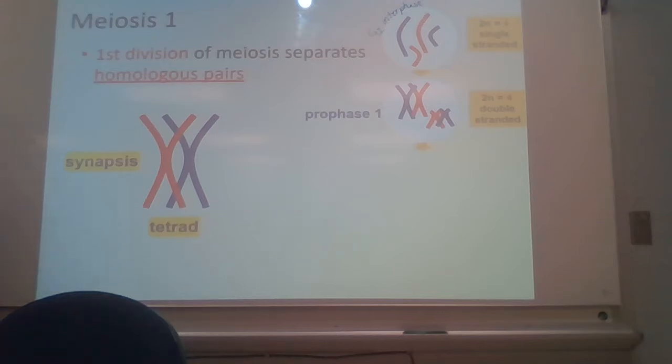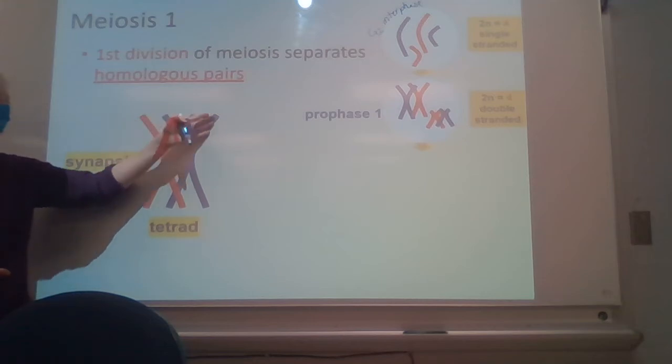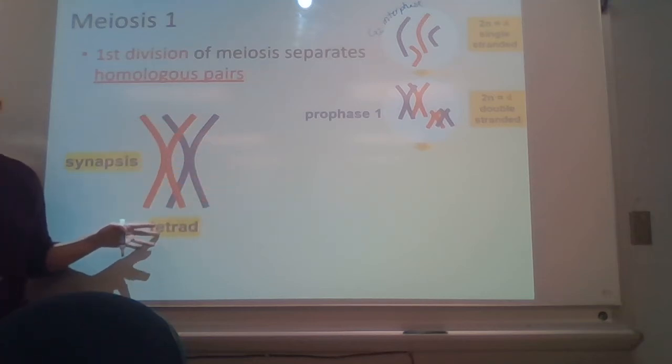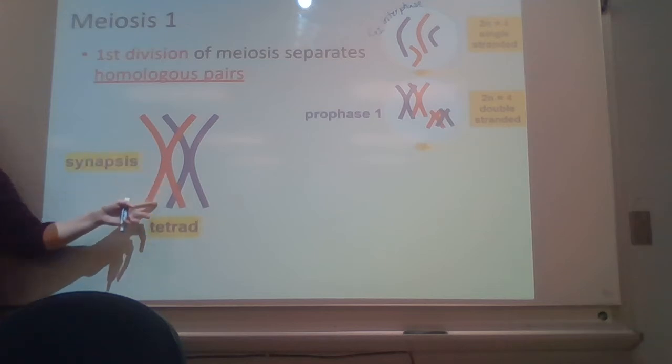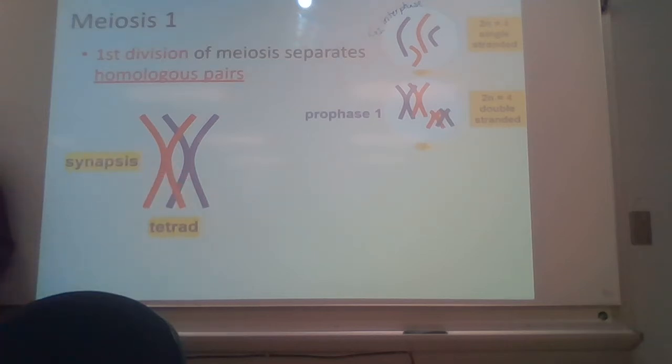So usually synapse means some kind of joining. And these chromosomes together, when they're paired like this, are called a tetrad. That comes from the fact that tetra means 4. And so we have 4 sister chromatids in this structure. So you can say the homologous chromosomes go through synapsis. You could say the homologous chromosomes form a tetrad. You don't have to redraw that. You can just point to it yourself.